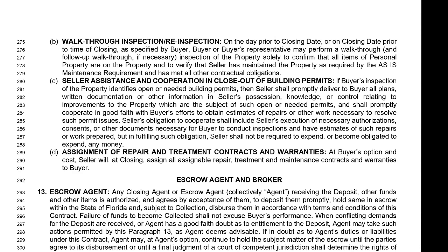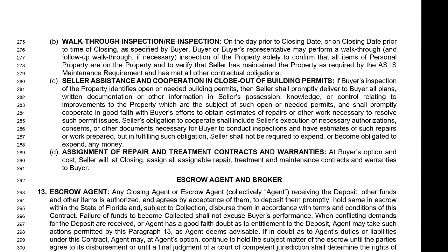And if the power is not on to the house, you cannot do an effective walkthrough because there's no way for you to test anything. And so the seller must turn the power on for the walkthrough. So you could essentially delay closing because the seller is in default of their maintenance requirement and they haven't allowed you to do it.